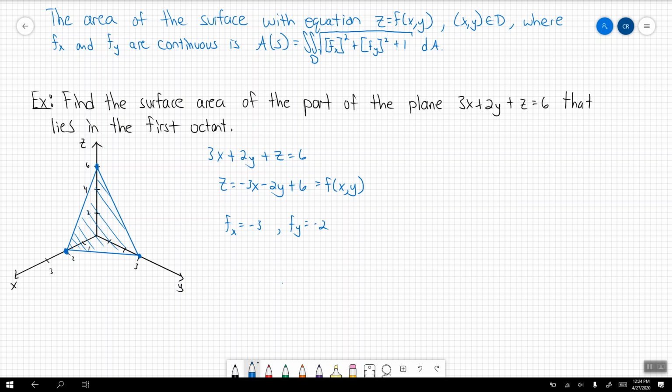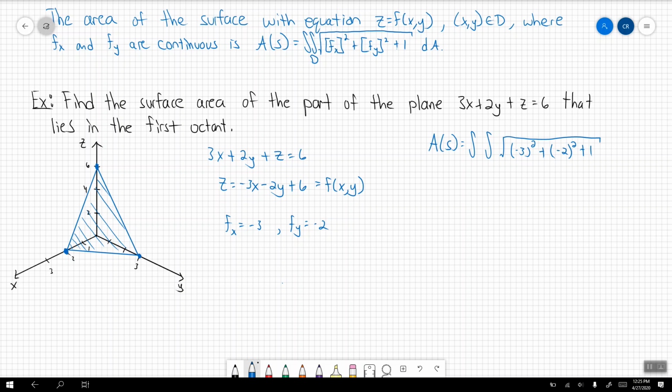Now, to find this surface area, it's just going to be the double integral over that specific domain. Now, the domain, I'll come back to it in just a little bit, but here I want the partial, negative 3 squared, plus the partial with respect to y, that's negative 2 squared, plus 1. There we are.